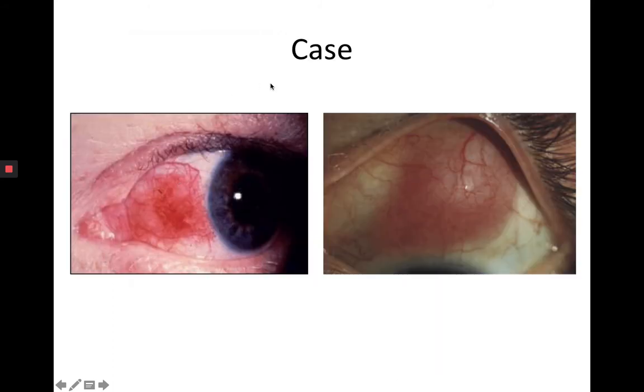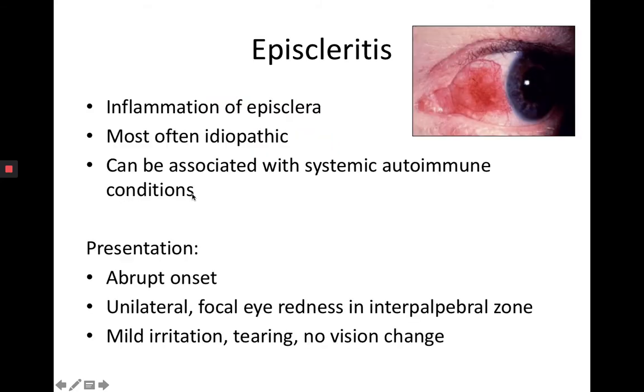So in this case, you have a young adult with mild pain in one eye. They have a grittiness and foreign body sensation in the eye and a dull headache. On examination, the patient has normal visual acuity and normal visual fields and a mild watery discharge. And you see on exam a focal area of redness, or actually a nodule kind of located over the conjunctiva. This is episcleritis, and episcleritis is an inflammation of the episclera.